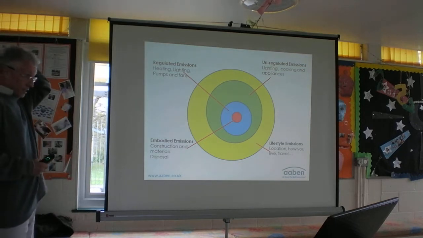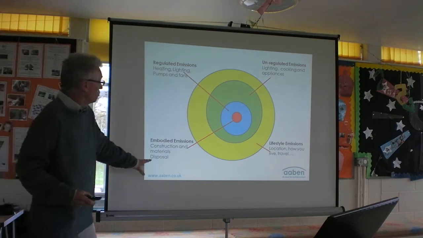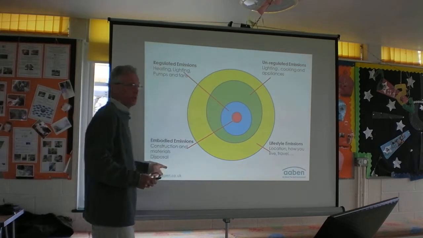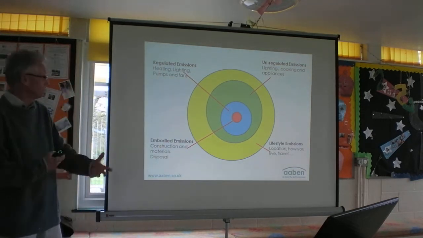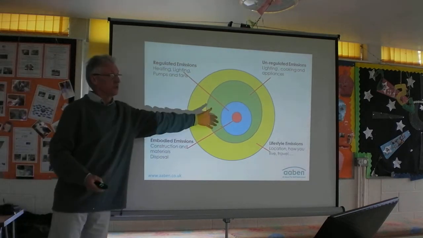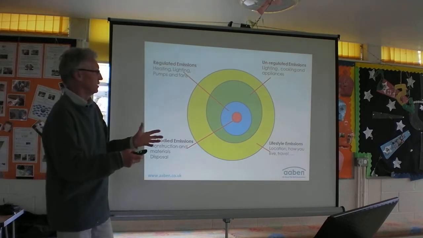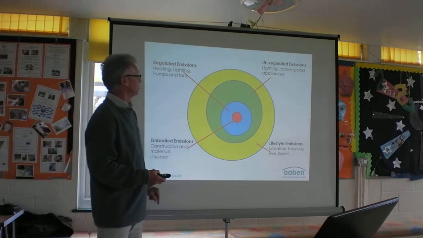Okay, very quickly, I've broken it into 4 bits. The middle bit, where the emissions come from. Embodied energy: building the house, materials, labour, etc. Next bit, the regulated emissions. This is what SAP deals with. Heating, lighting, pumps and fans. The sort of fabric of the building itself. This is the building's energy use.